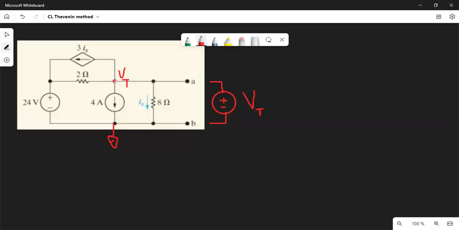Using the node voltage law, we should assume all of the currents are going out from the node. This is going out, this is going out, and to the left we should also assume it's going out.